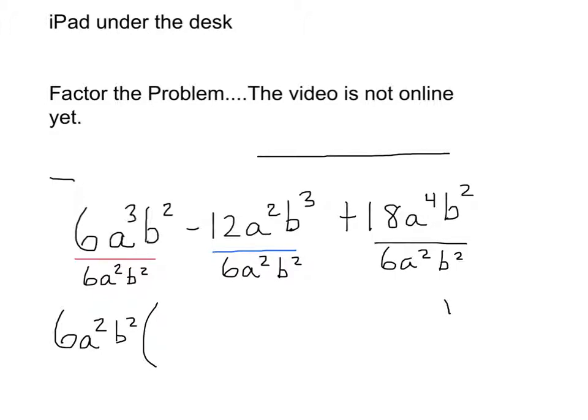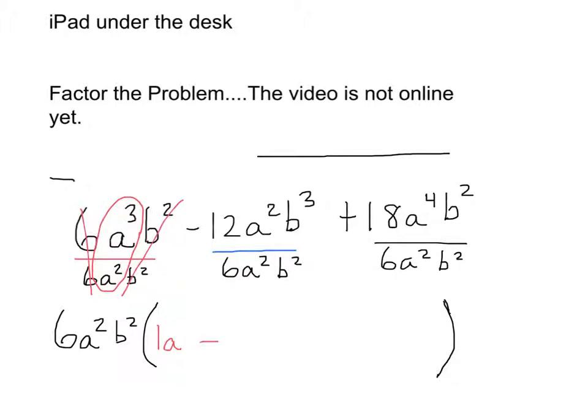Now, in parentheses, since my original polynomial has 3 terms, 1, 2, 3, then what's in the parentheses must be a trinomial. Okay? Now, what goes in the parentheses is the result after I divide. 6 divided by 6 is 1. A cubed divided by a squared is just a. And b squared divided by b squared is nothing, right?